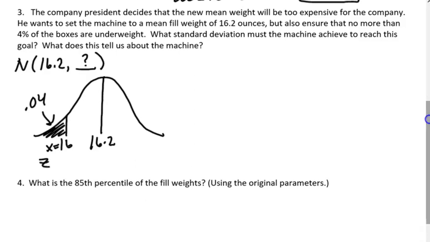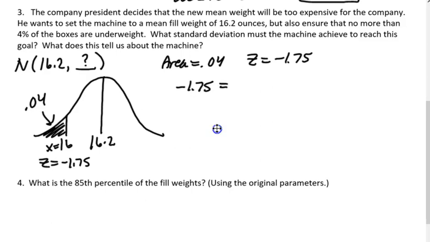Once again, I need to know what z-value this will be. Well, the z-value is only dependent on this percentage. We already know that if the area is equal to 0.04, then the z-score is equal to negative 1.75. We already know that's still true from the previous computation that we did. So all that's different now is when we do our z formula, we're saying negative 1.75 is equal to x minus mu, but now our unknown is sigma. So sigma is equal to 16 minus 16.2 divided by negative 1.75.